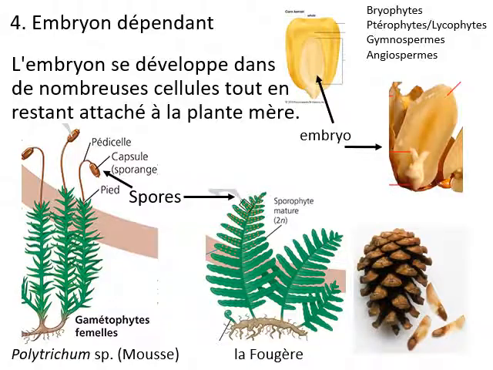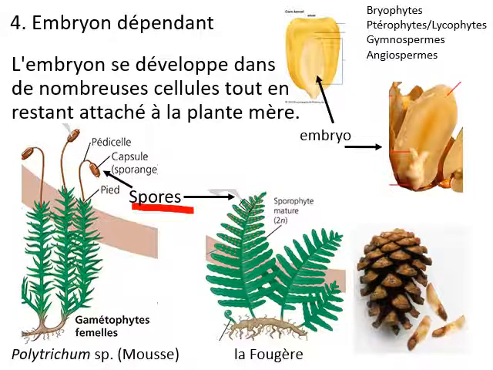All 4 of these groups have dependent embryos, in which the embryo develops in cells attached to the mother. Here's an example of the pterophytes. They have spores.